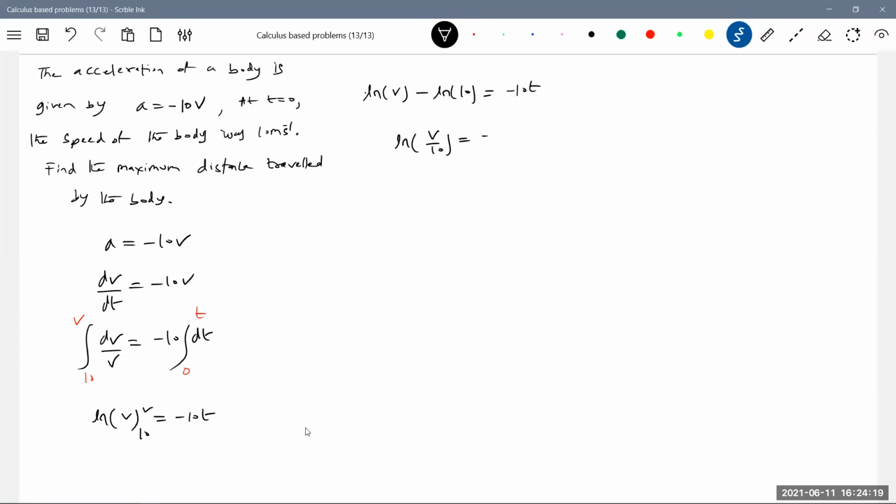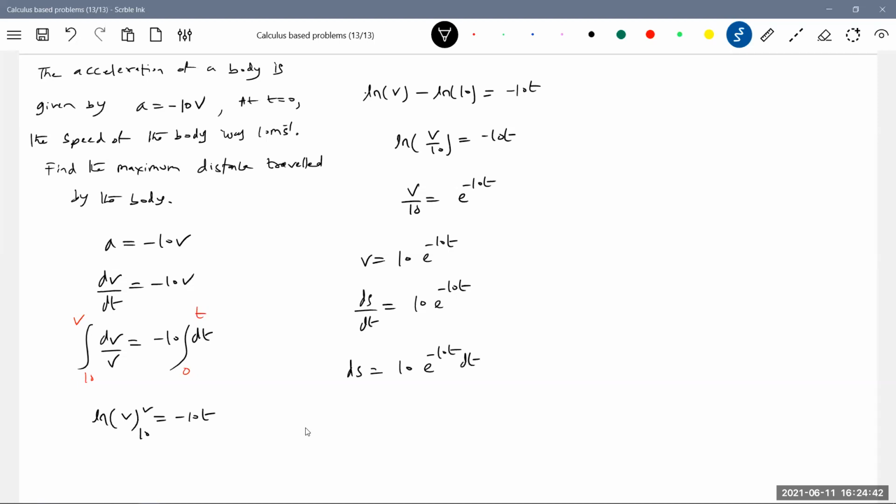Log of v by 10 equal to minus 10t. I'll send the log to the other side. v by 10 is equal to e to the power of minus 10t. So v is equal to 10 e to the power of minus 10t. The question is asking for distance covered. Further, I'll write v as ds by dt, so ds equals 10 e to the power of minus 10t dt.